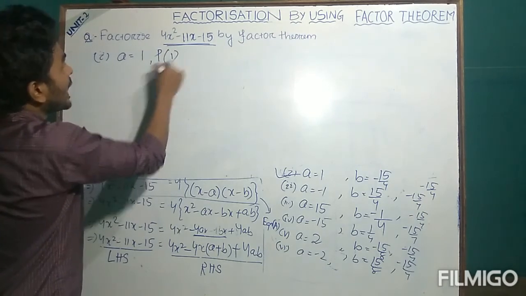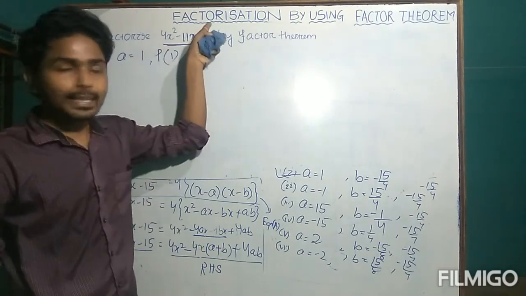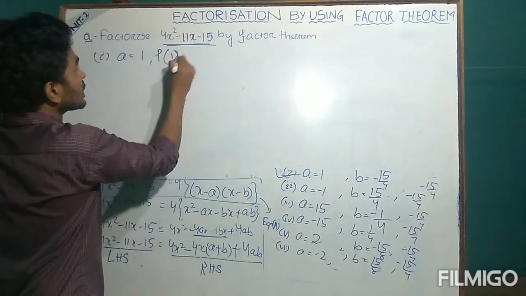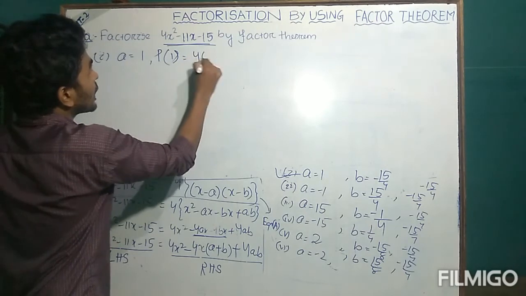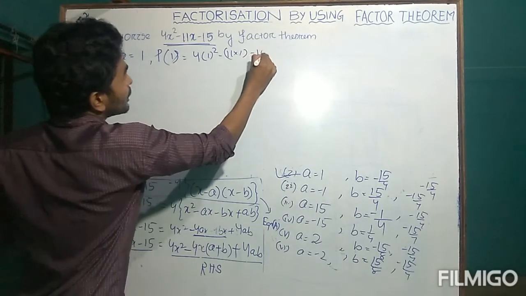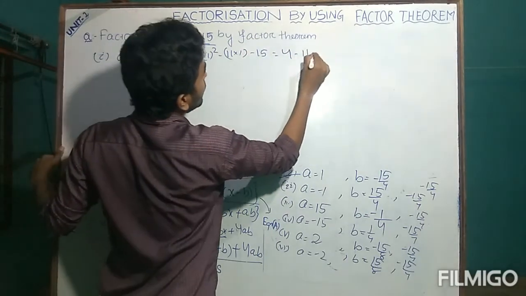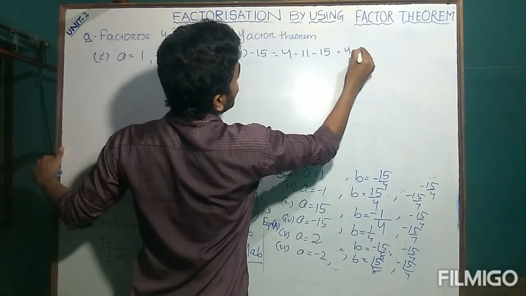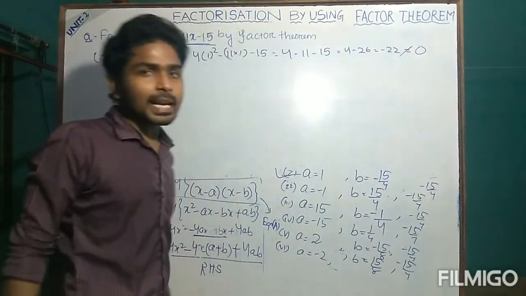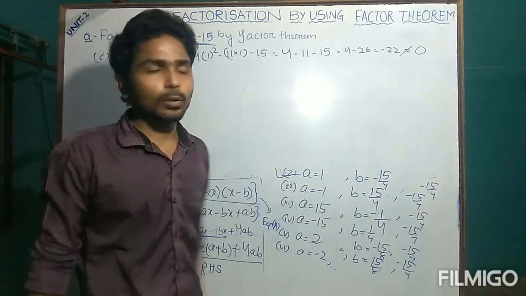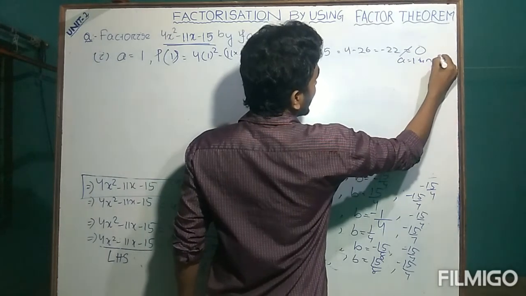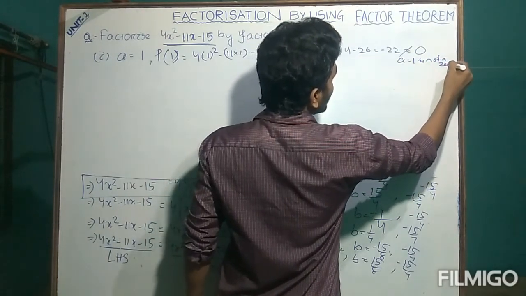P of 1, as we have the polynomial p of x as 4x square minus 11x minus 15. So we will put in the place of x to be 1: 4 minus 11 into 1 minus 15. 4 minus 11 minus 15 is equal to 4 minus 26, which is equal to minus 22. It is not equal to 0. That means we can say a is equal to 1 is not a 0 of the polynomial. Okay, so a is equal to 1 is not a 0, or you can say root.